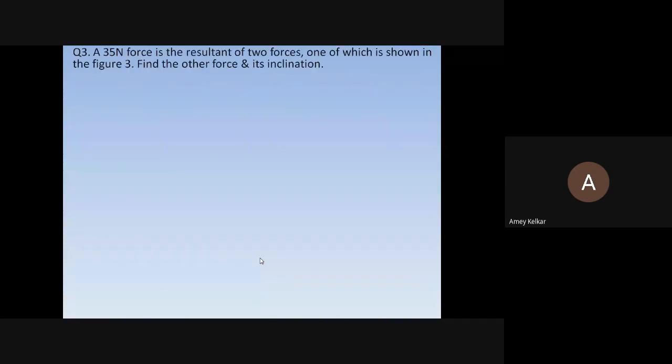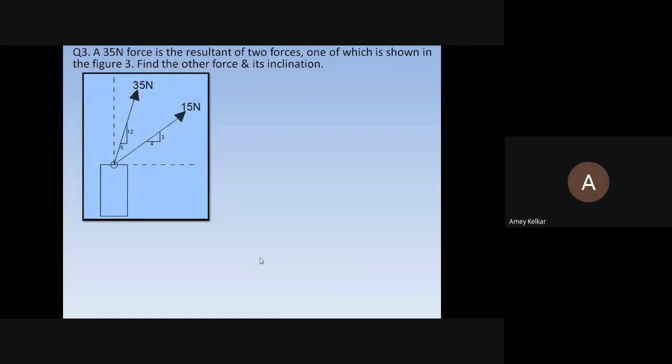Now this question was there. A 35 Newton force is a resultant of two forces, one of which is shown in the figure. Find the other force and its inclination. Now see the English, simple A, B, C, D English. A 35 Newton force is the resultant. That means R is equal to 35 of two forces, one of which is shown. 15 is the shown force, means F1, if we say F1 is 15. Find the other force and inclination.